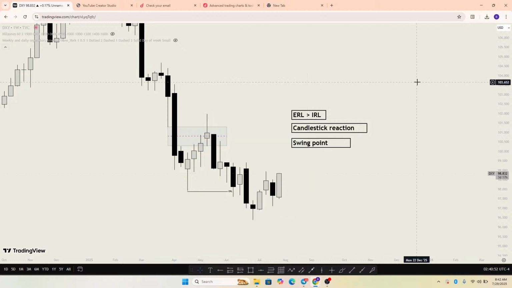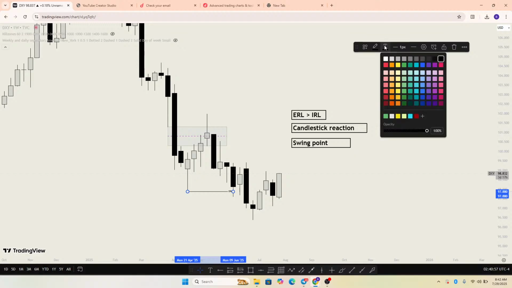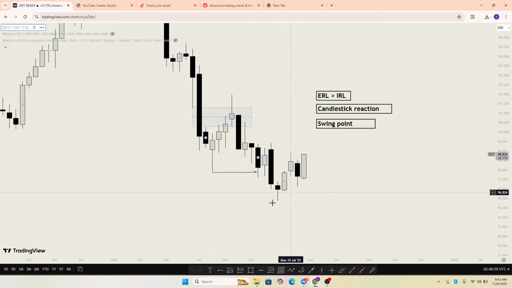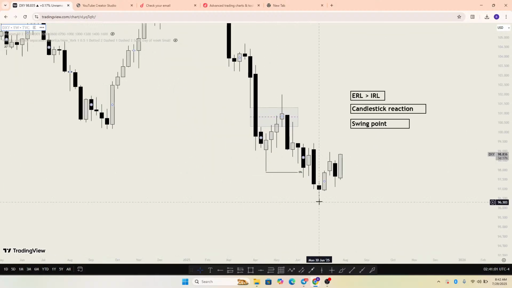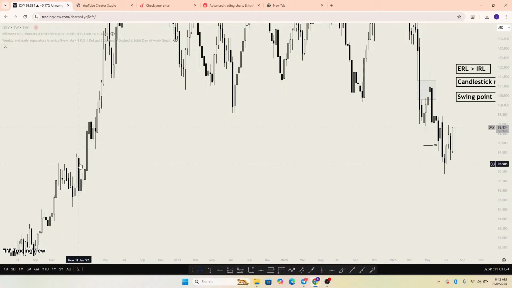When price takes out this external range liquidity, we have price reacting at this level. We see price reaction. Now this candle here is telling us a lot of story. And where is the candle reacting from?